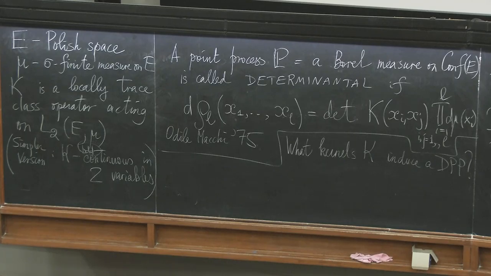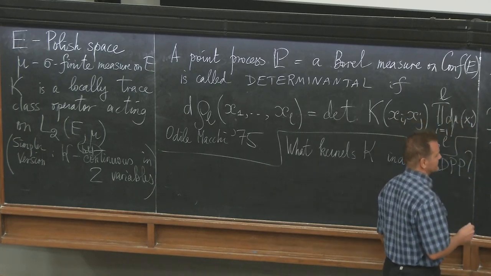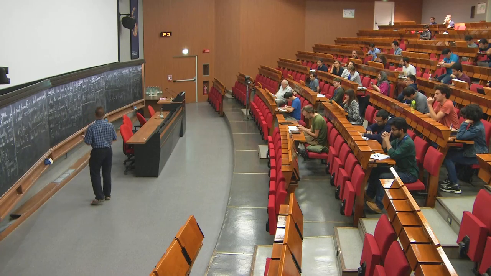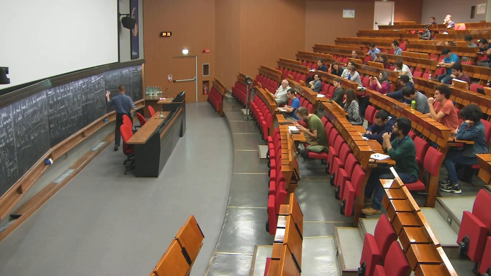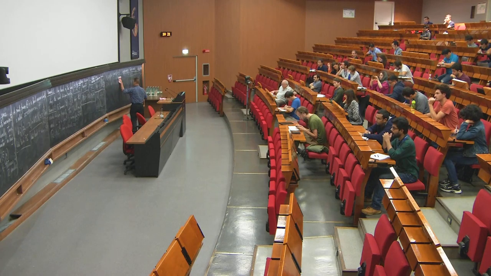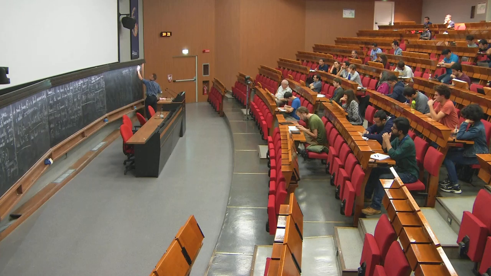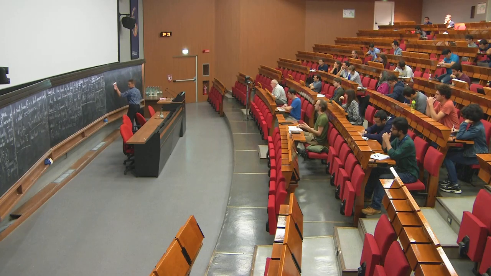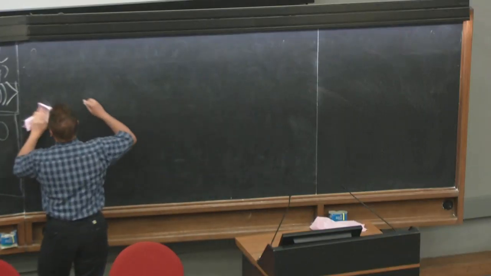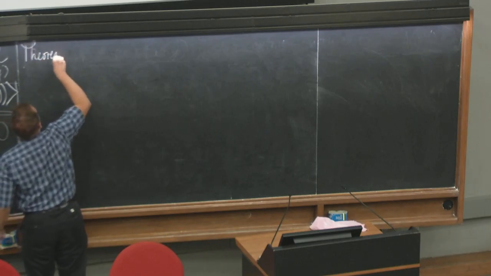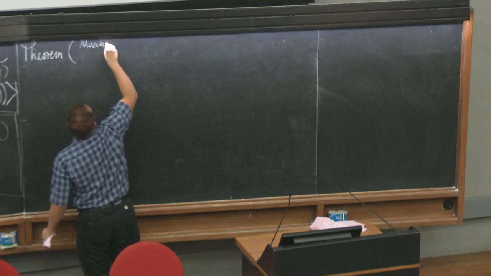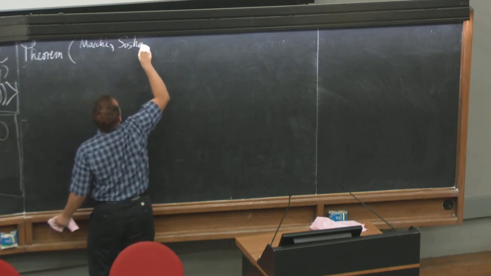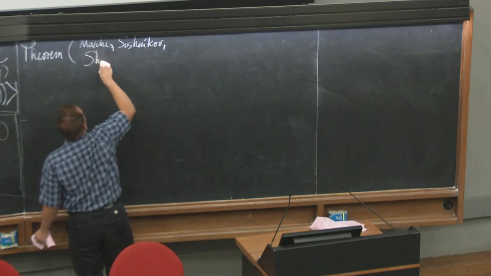Okay, so let me formulate the theorem of Macchi-Soshnikov, Shirai, and Takahashi. As I said, a weaker version of this theorem was formulated by Odile Macchi in the 70s, and then 25 years elapsed, and Soshnikov completed the program of Macchi, and also simultaneously and independently, Shirai and Takahashi proved the same result. So, a theorem of Macchi, Soshnikov, Shirai and Takahashi.